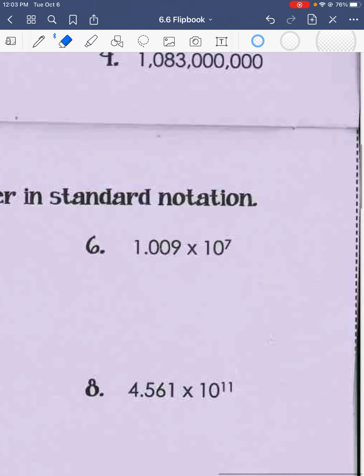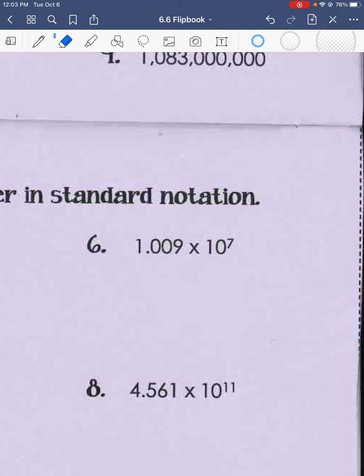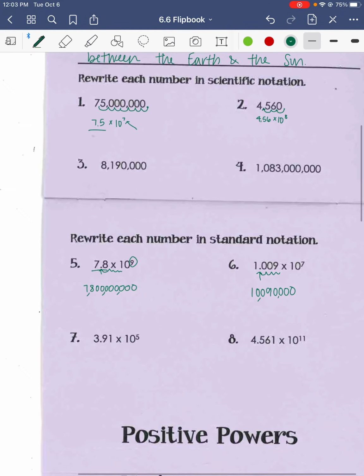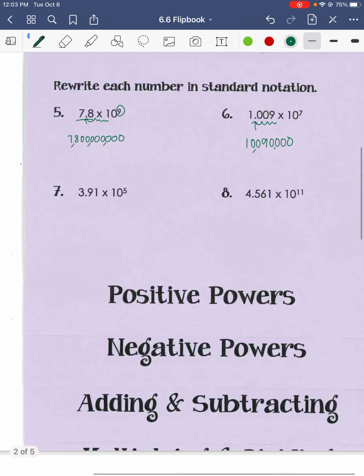Okay, and number 6, we have 1.009 times 10 to the 7th. The decimal is written here, and we need to move it over 7 times, okay? So if we write 1 and we have 009, we've already moved the decimal 3 times, so we need to move it 4 more times. So we're going to include 4 more zeros here, and then putting our commas in. All right, and you do the last 2, number 7 and number 8, on your own here.